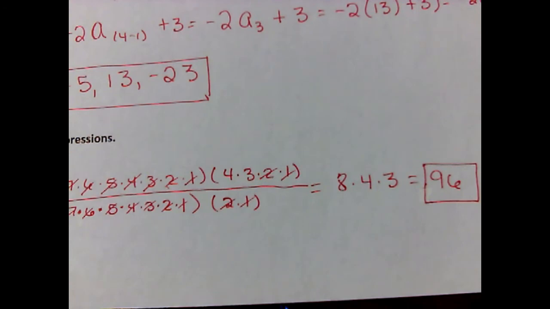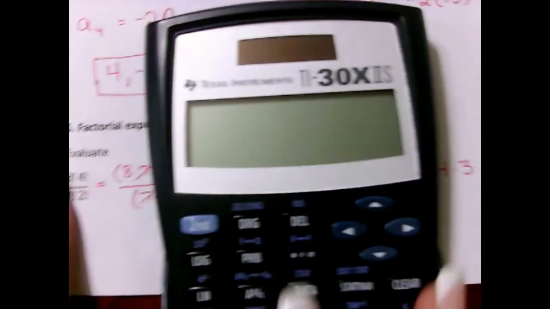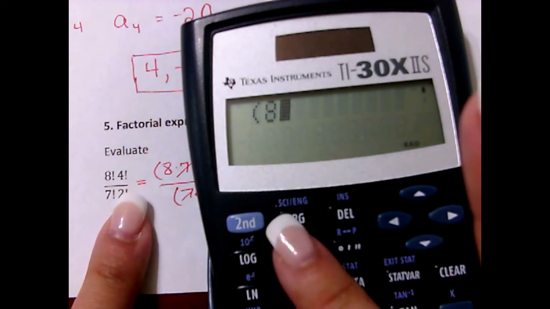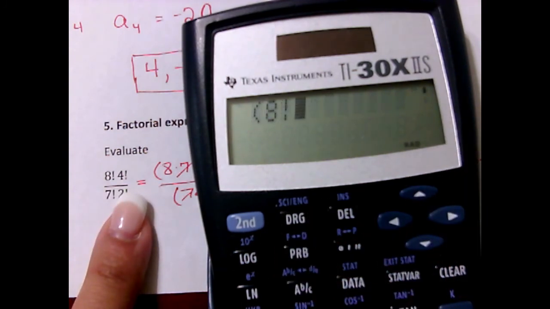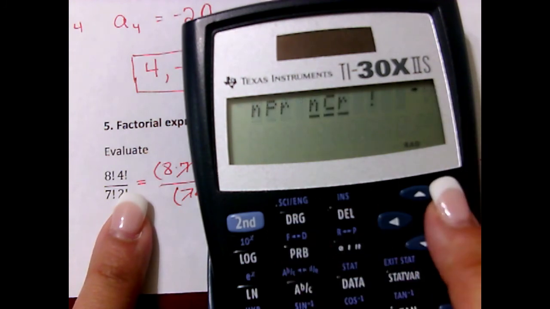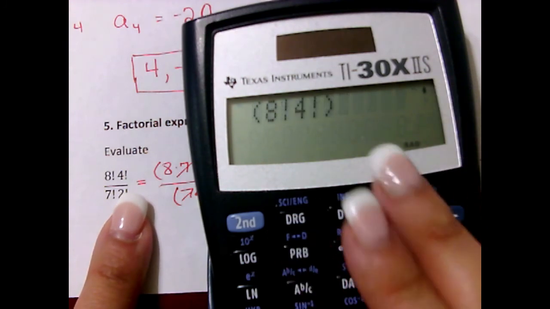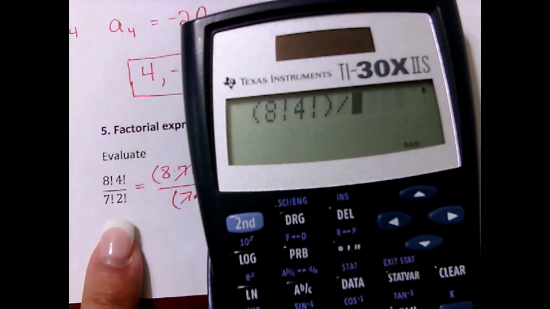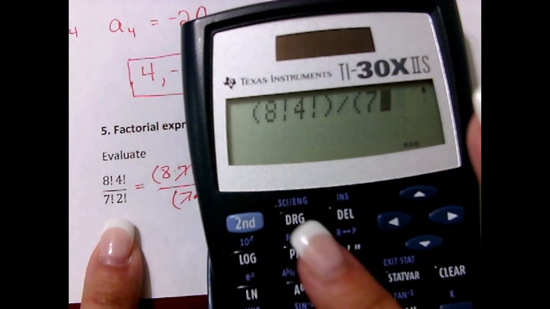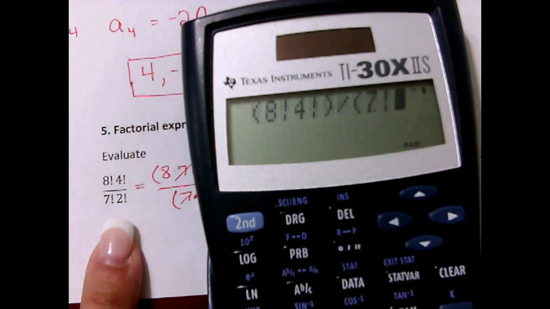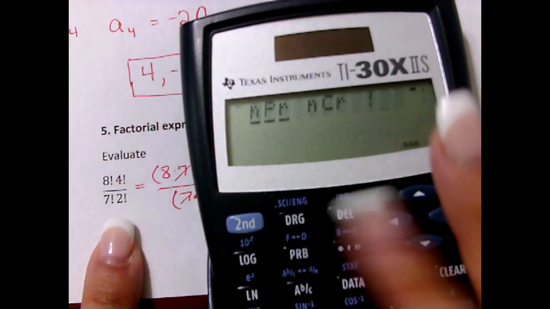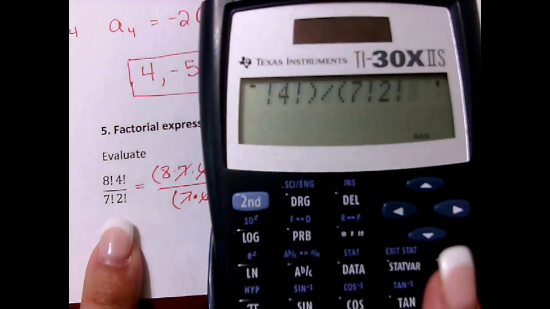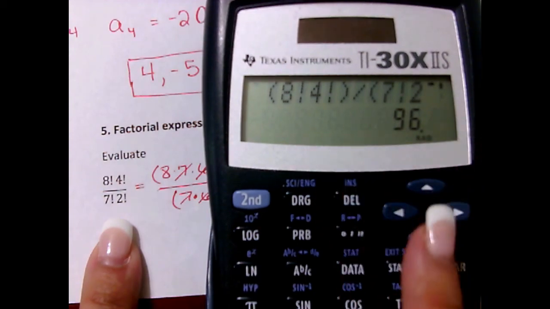If I want to do this in the calculator, make sure you have parentheses in the numerator and then the denominator. Let me go ahead and do that. 8 nPr, 4 factorial, divided by parentheses, 7 factorial, 2 factorial. Press enter, and I get 96.